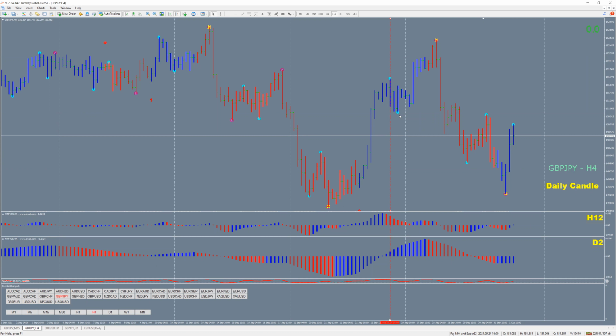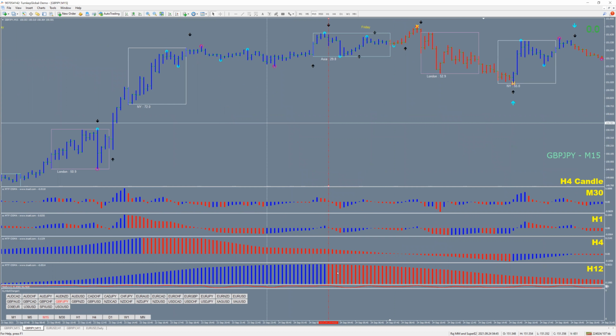Back to the 15 for a sec. Once it turned red over here on the H12, this should be the same on the 15 minute turn red, right? Now I'm just looking for shorts. The short doesn't sync up till here. This is a sync, right? Everything's red. And it's retraced to a better price, which is a plus. It is retraced to a better selling price.